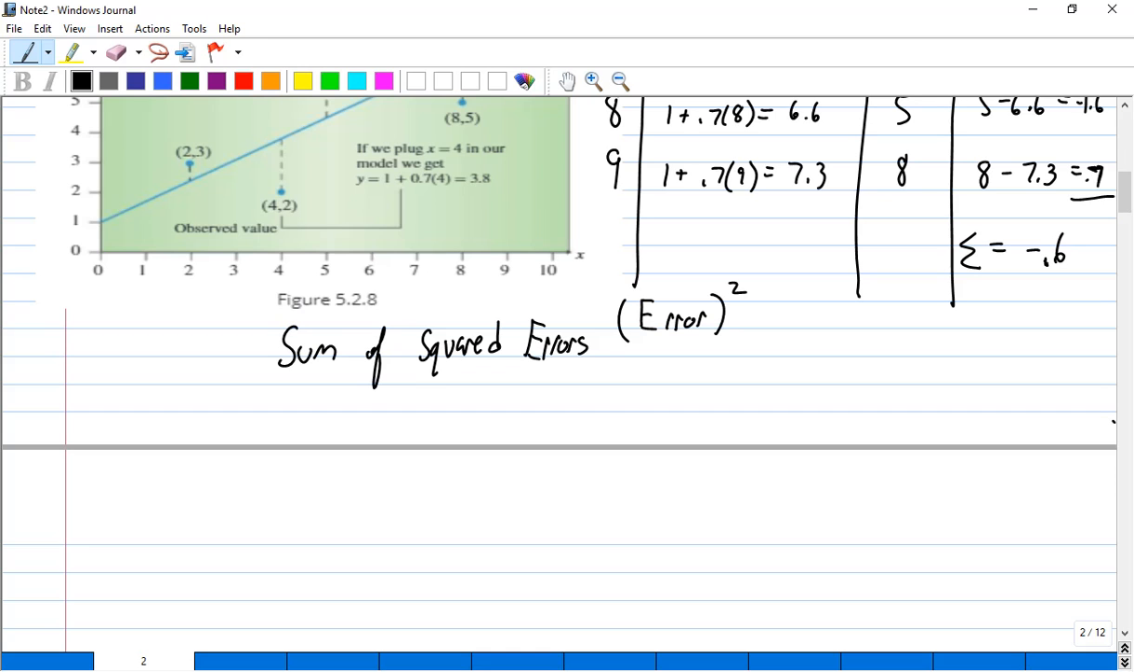Alright, so when I square the first one, for x equals 2, they got 0.36. For x equals 4, 3.24. For x equals 5, 2.25. For x equals 8, 2.56. And for x equals 9, 0.49.